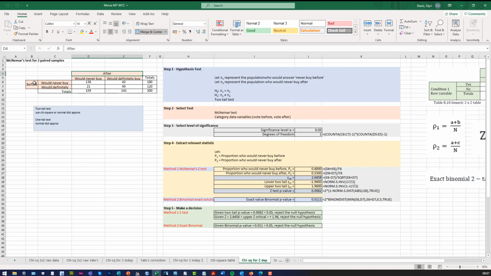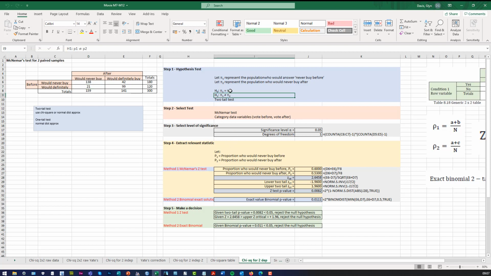So there's our data. You can see before, would never buy, would definitely buy, after, would never buy, would definitely buy. So we have before would never buy 138 and after would never buy, which is 138. Before would definitely and would never buy after would be 21. So what we want to see is whether the population proportion before and after are the same or are they different.